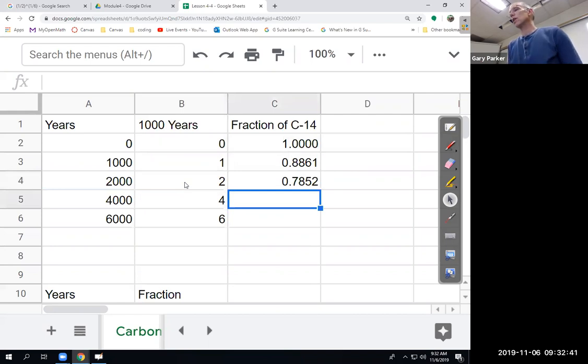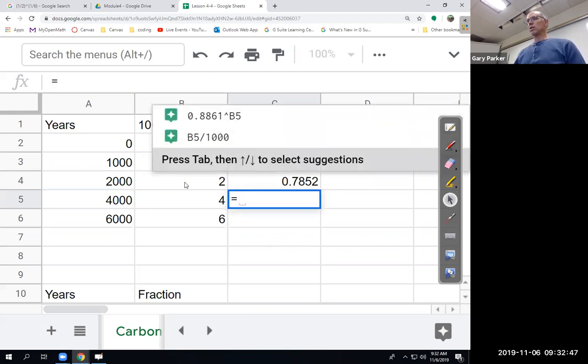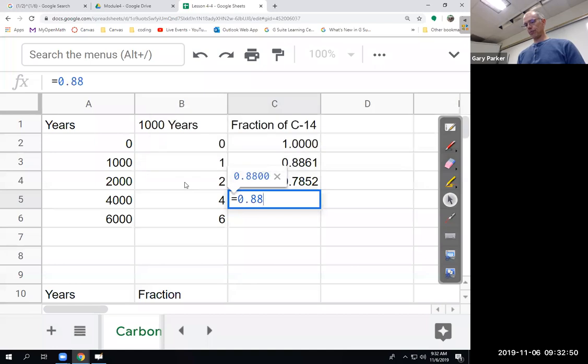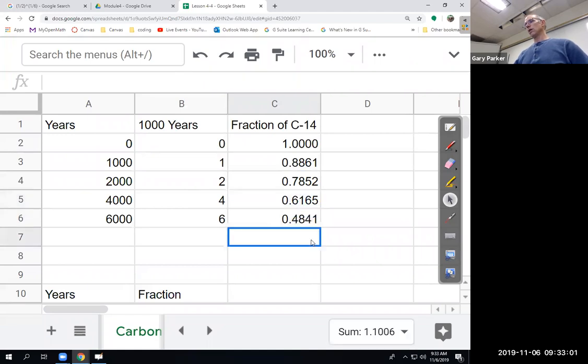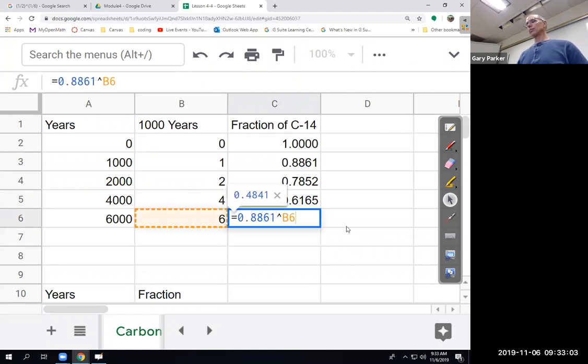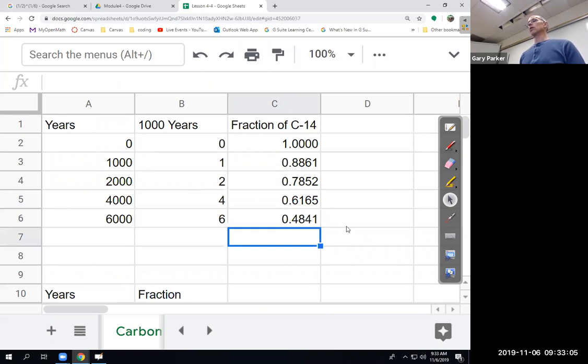So I can say after 2,000 years, it should have about 78, 79% of its carbon 14 left. And I can just keep repeating that idea. And notice that this is pretty much the same formula I typed above by just typing my base and clicking on the cell to the left. So alternatively, I could just fill that down and it will automatically calculate based on the right exponent there. So here I can see 6,000 years later, I have about 48%, which is just under half.